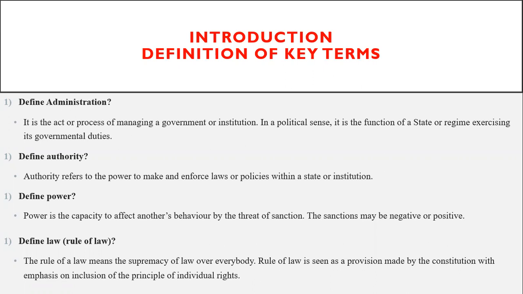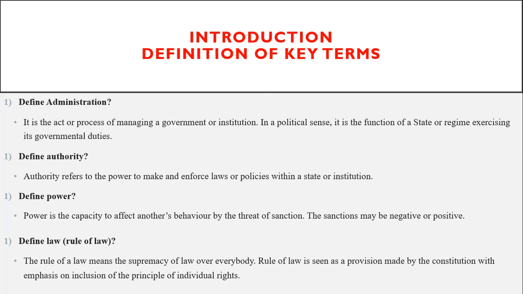Now, take note, dear candidates, that administration is the process of managing a government or institution. In a political sense, administration is the function of a state. Now, you have authority. What do you understand by authority? Authority refers to the power to make and enforce laws or policy within a state or institution. Remember, for administration to exist, authority must also exist.